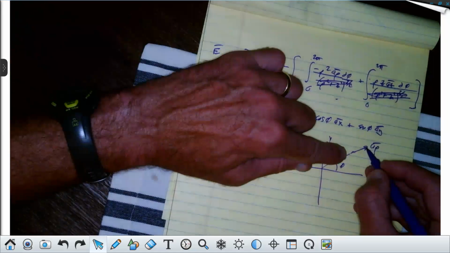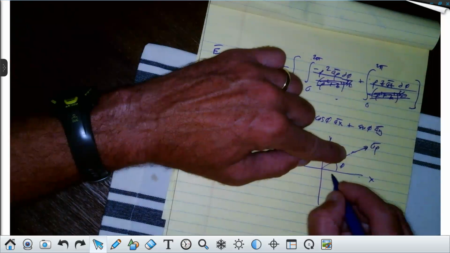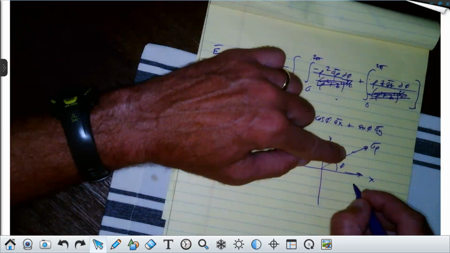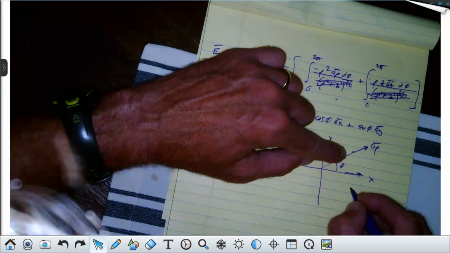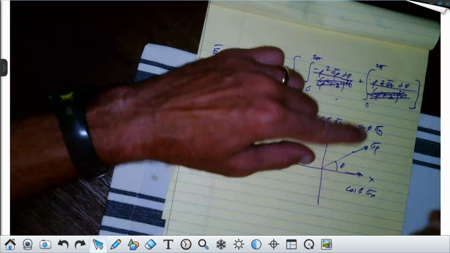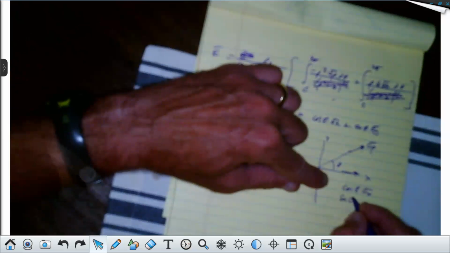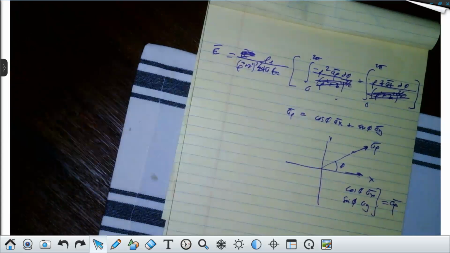The projection of this on the x-axis would be what? The projection on the x-axis would be equal to 1 times the cosine of the angle phi, a x. Do you follow me on that? The projection of this on the y-axis would be sine of phi, a y, and that would be what a rho is in cylindrical or in Cartesian coordinates. Y'all follow me on this, class?